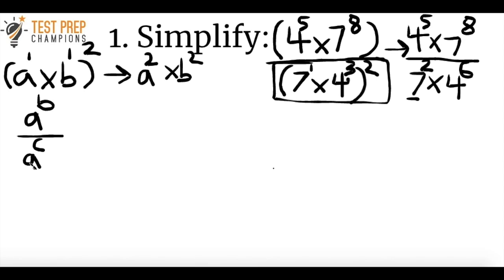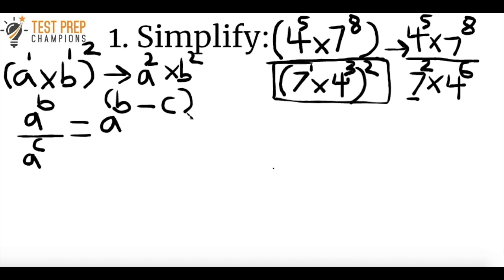So when the bases are the same and you've got a division question like this, so we've got a raised to the power of b divided by a raised to the power of c, where this could be any number. This is just a general rule. We can rewrite that as a raised to the b minus c, and we can write that in parentheses. So we've got a raised to the b minus c.